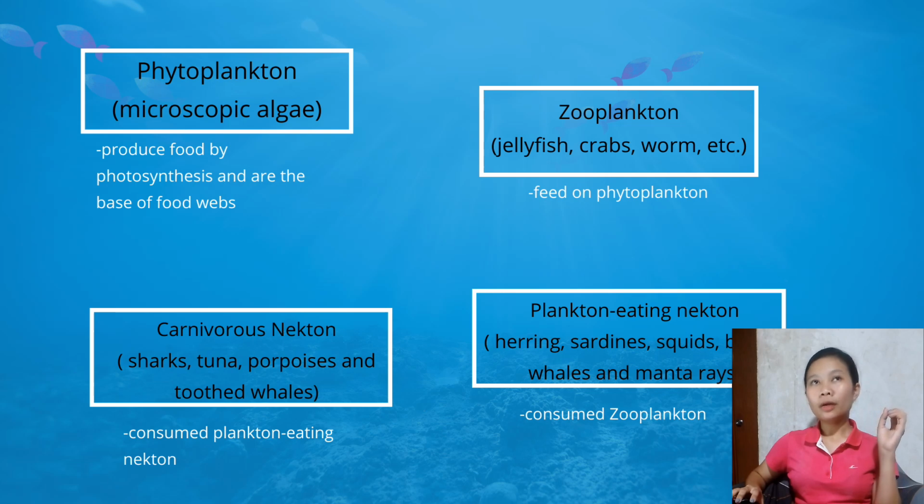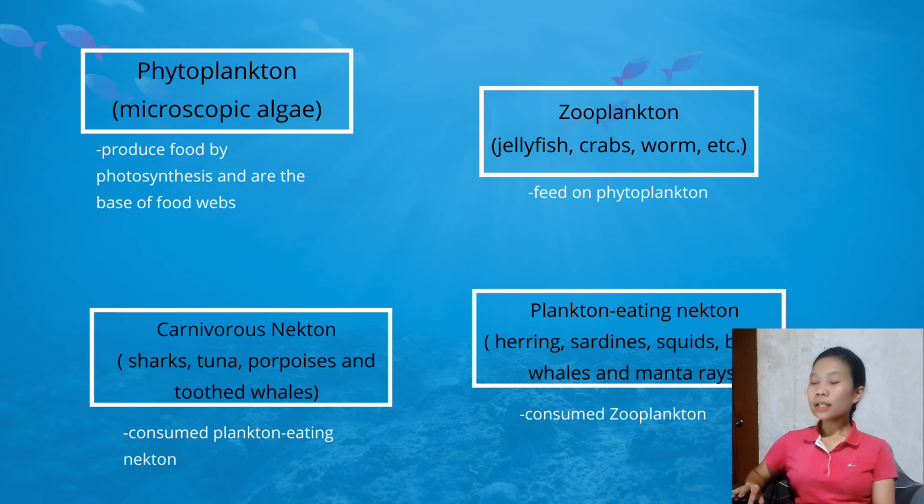So para mas masabtan ninyo, makita niyo sa akong PPT is kani na ay phytoplankton, zooplankton, plankton eating carnivore. So first ang mag-provide jud sa food dira sa Neritic zone is kaning phytoplankton, which is microscopic algae. So it produces food by photosynthesis and are the base of food webs sa Neritic zone. Kining zooplankton, example ani is jellyfish, crabs, worms, and etc. Mao sila ang kaning mga zooplankton ginakaon na nila ang mga phytoplankton.